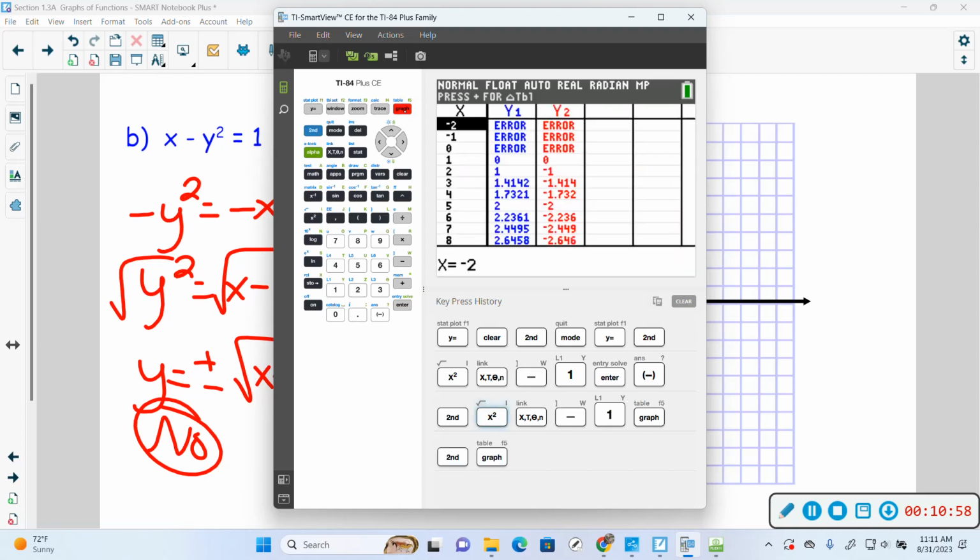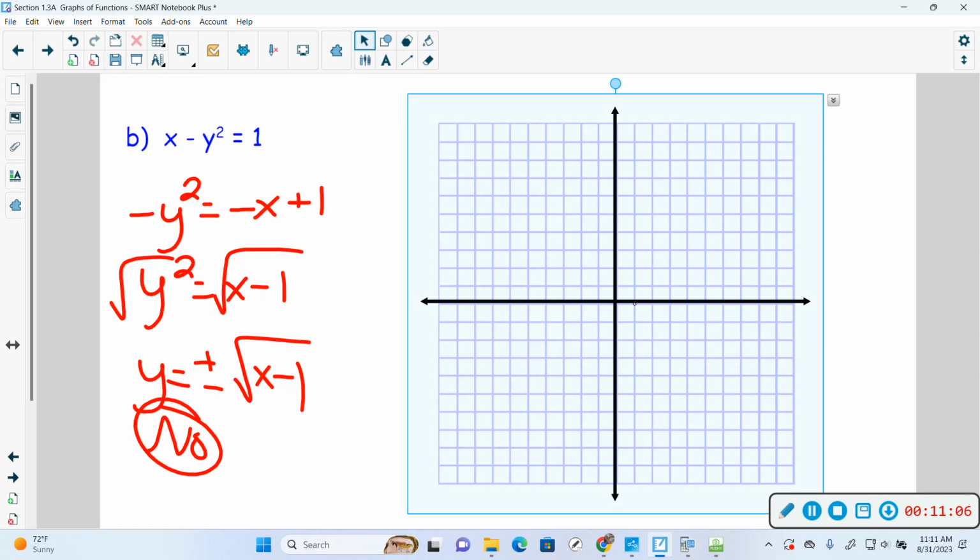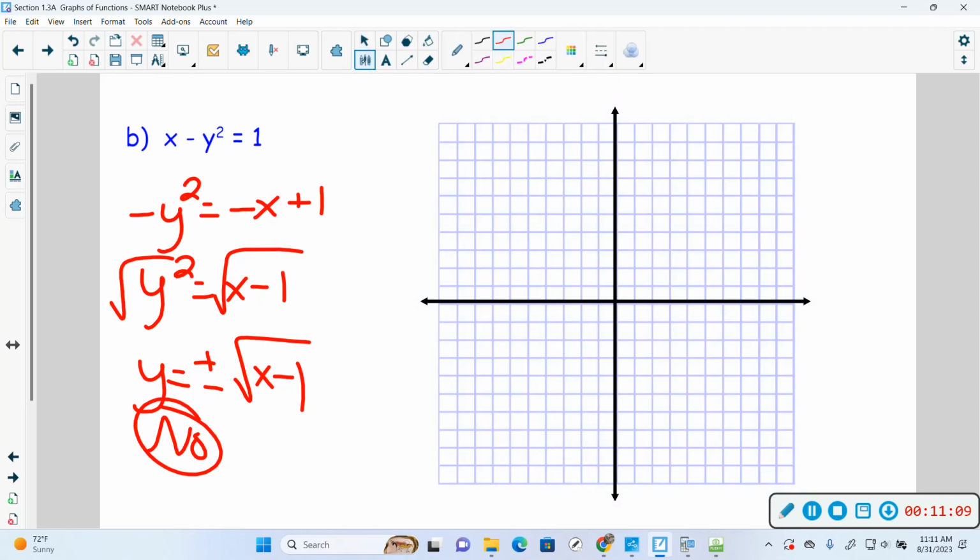Let's see. So I'm going to plot 1, 0. I'm going to do 2, 1. I'm going to do 2, negative 1. So 1, 0, 2, 1, 2, negative 1. Good enough. And we knew from the get-go with the plus minus we wouldn't be a function, okay? Any questions on that guy?